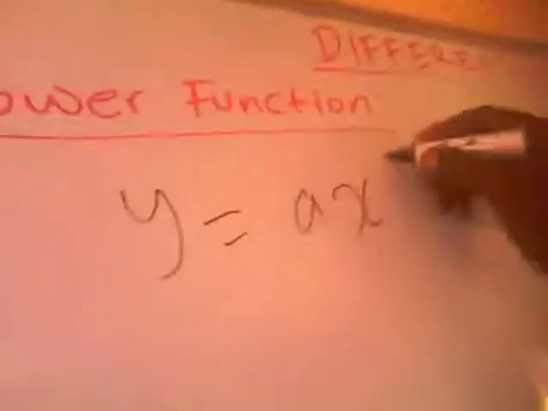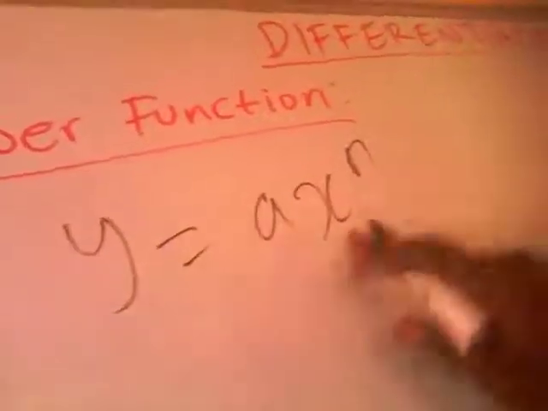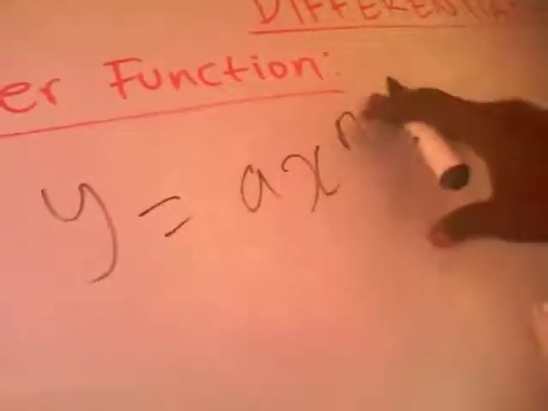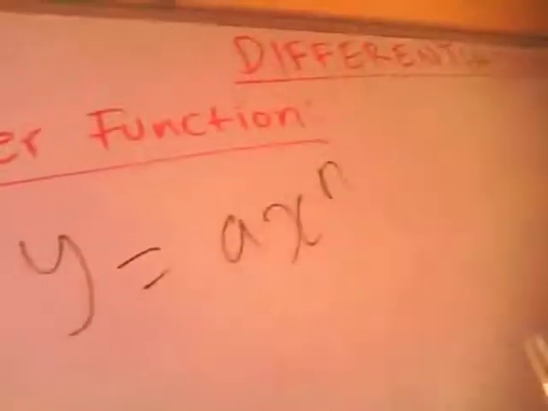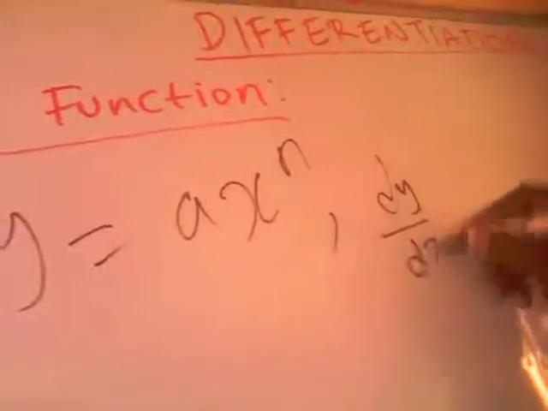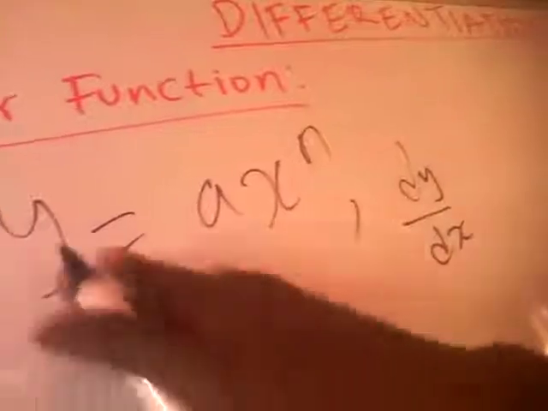Now, by power function, we have a problem like y equals a x to the power n. x is the principal variable here, n is the power of x, and a is the coefficient of x. Now, to differentiate this, dy/dx is the derivative of the function y.